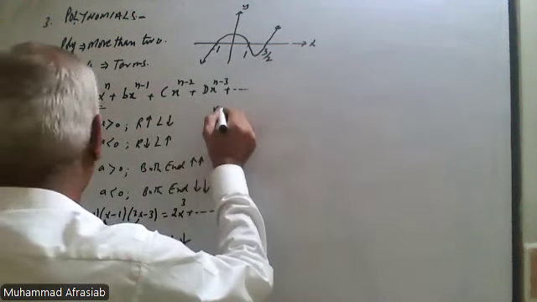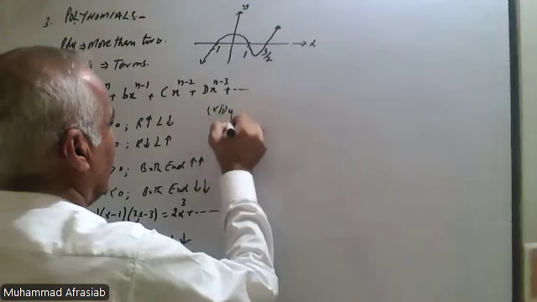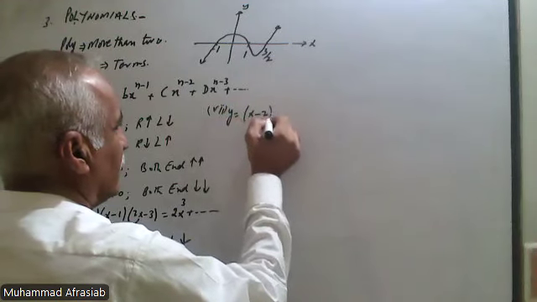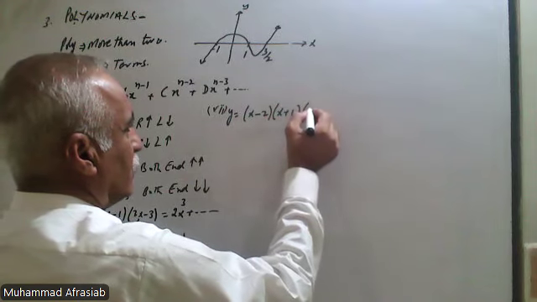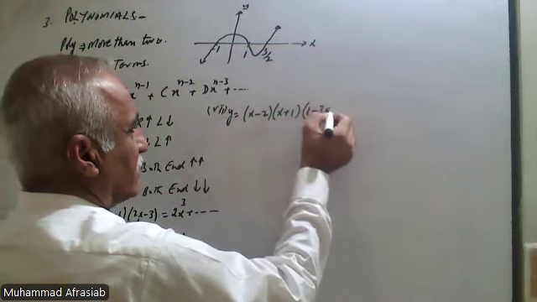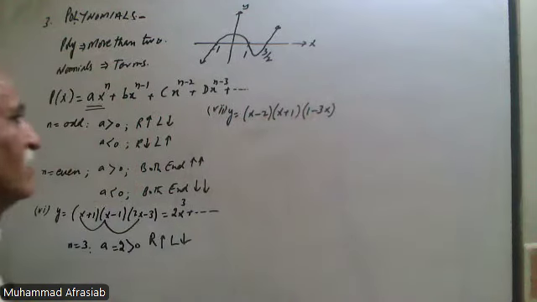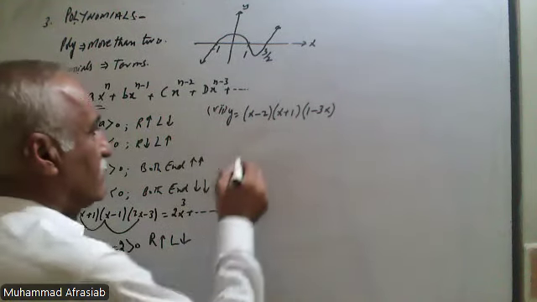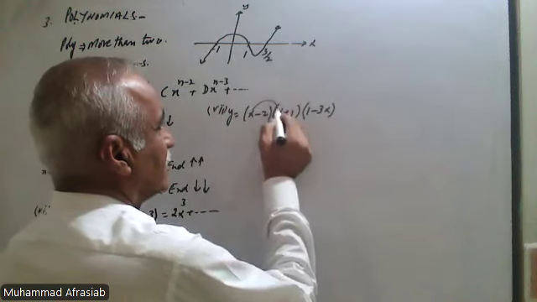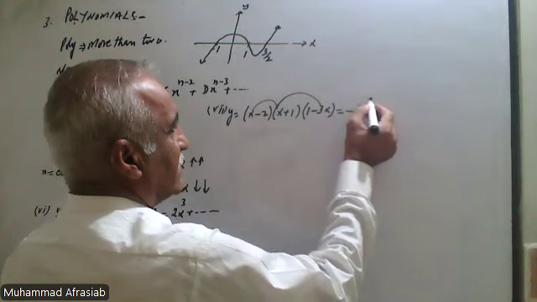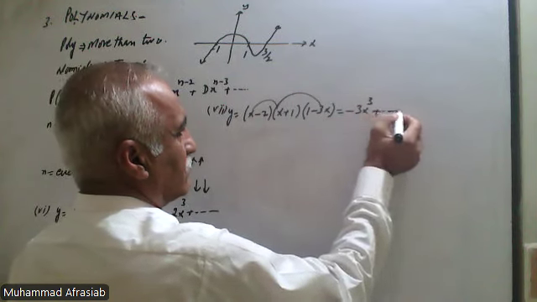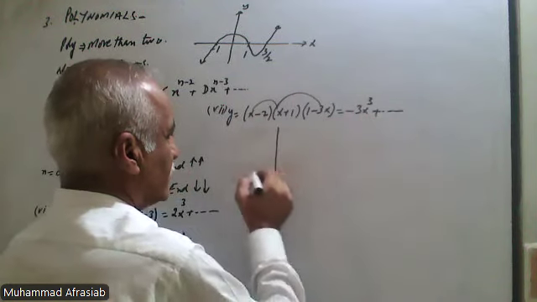Suppose y equal to x minus 2, x plus 1, into 1 minus 3x. They are already in factorized form. Now we know one thing, that x into minus 3x will give us minus 3x cubed and so on. Now we draw the sketch of this.